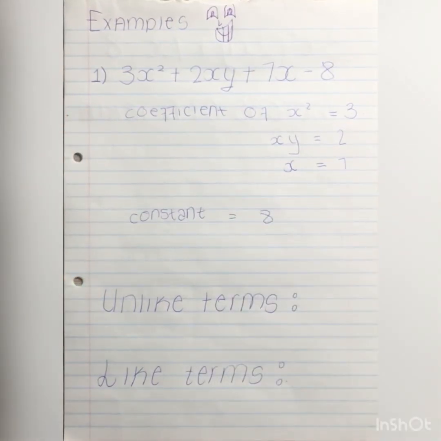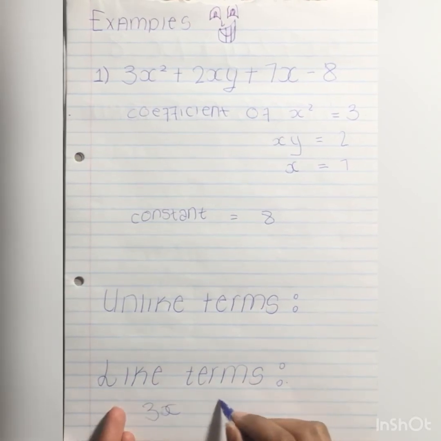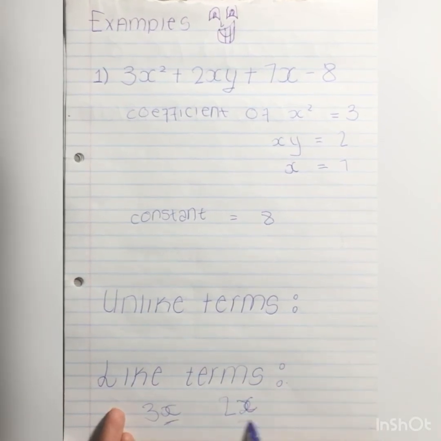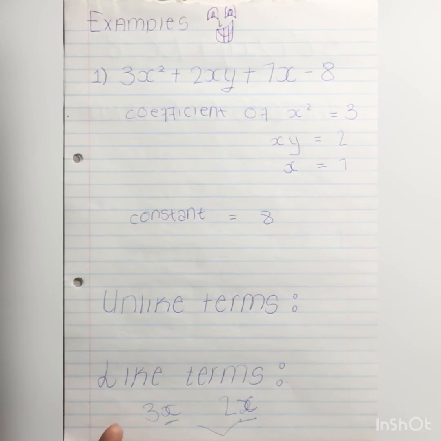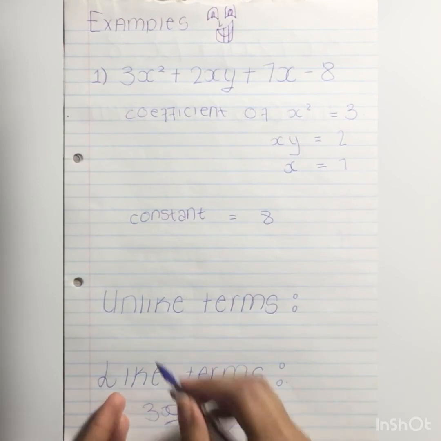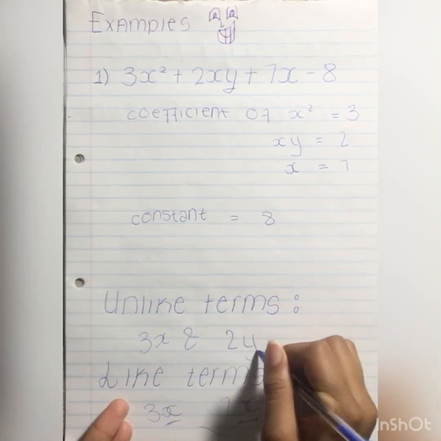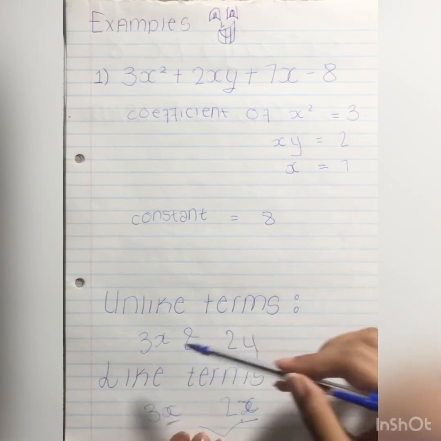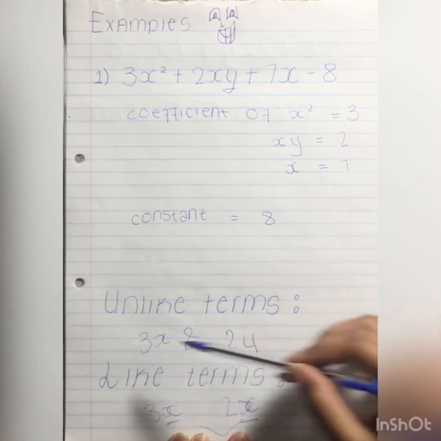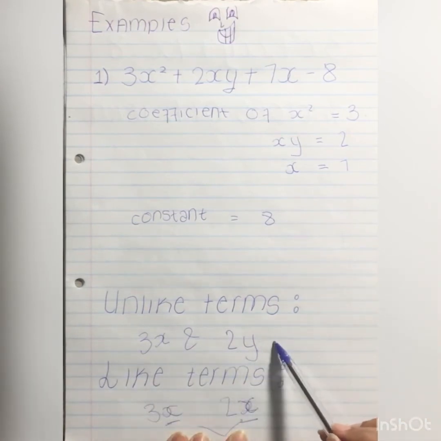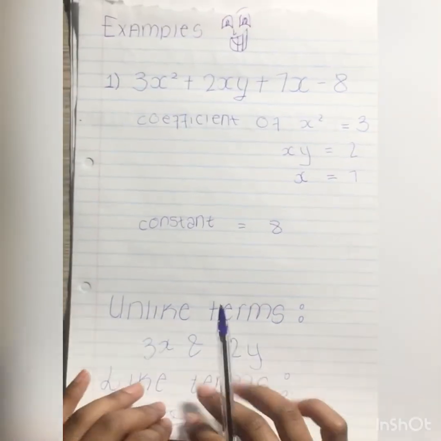Moving on, we look at unlike and like terms. Like terms would be 3x and 2x, as they both have the same variable, okay? Unlike terms would actually be 3x and 2y. Why is this? Because they both have different variables. 3x has the variable x and 2y has the variable y, okay?